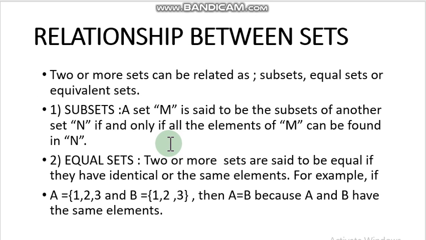Now, relationship between sets. Two or more sets can be related as subsets, equal sets, or equivalent sets.